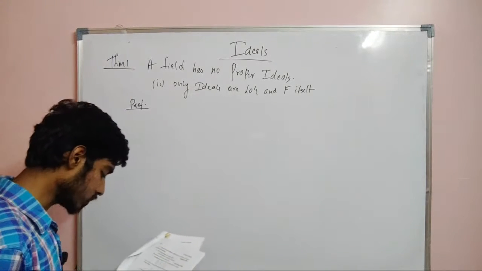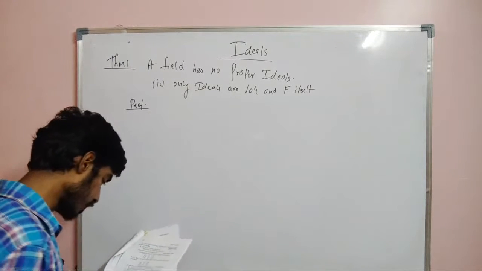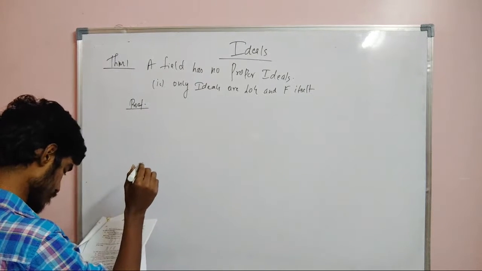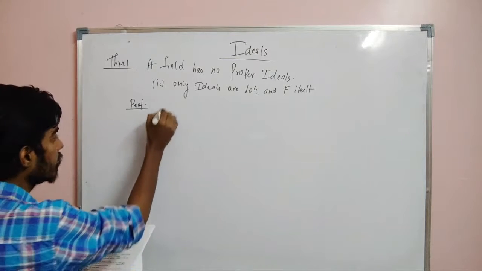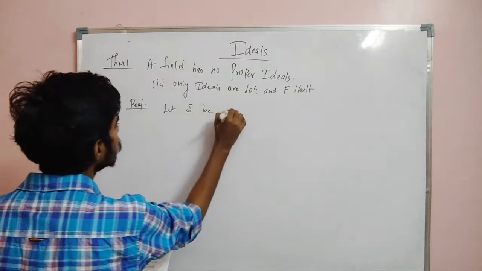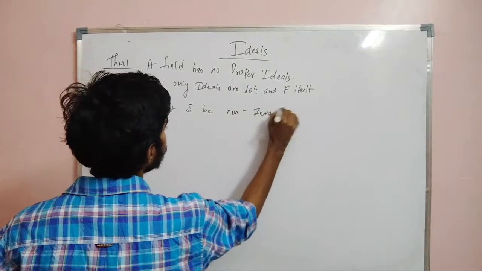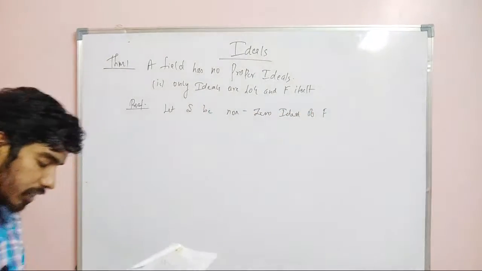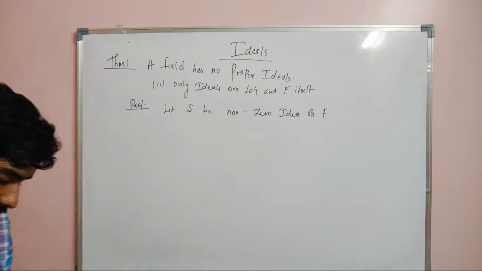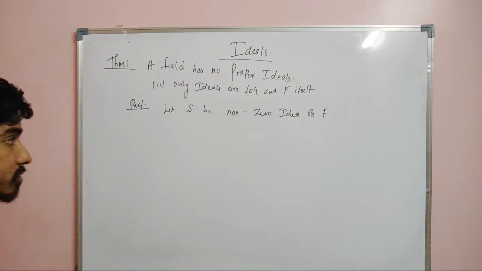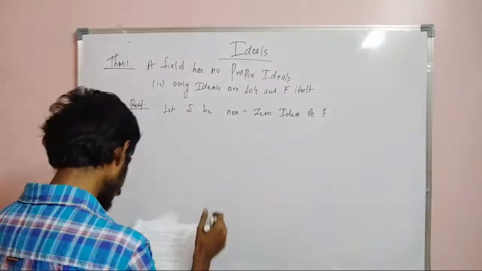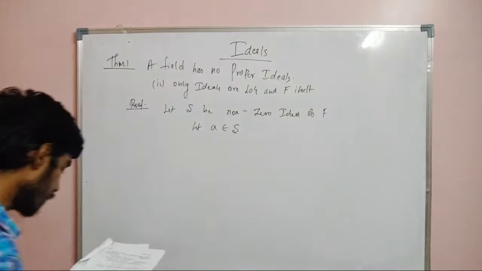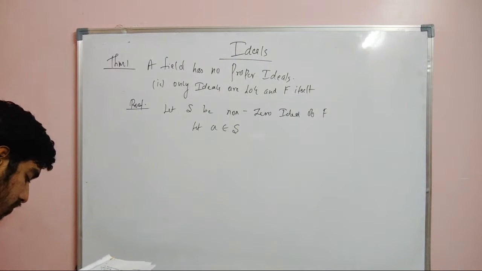Let S be any non-zero ideal of a field F, and let a be any non-zero element of S. F is a field, and I am taking a subset S. So I am taking S to be a non-zero ideal of F. Now let us take an element a in S, a non-zero element a.